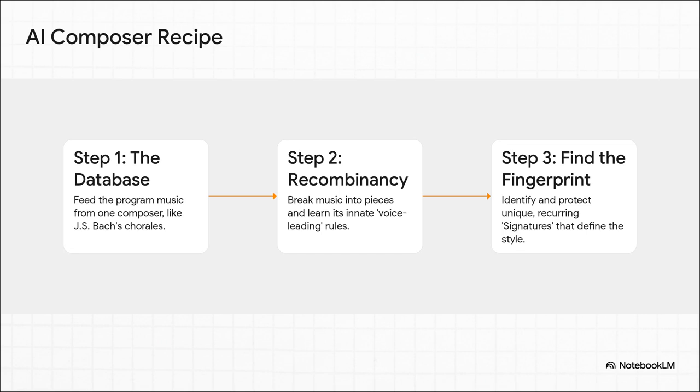Step 2, recombination. The program then chews on all that music, it breaks it down into tiny pieces, and starts to learn the composer's grammar, the rules of how the notes connect. And finally, Step 3. It finds the fingerprint. The computer looks for these unique, recurring patterns. He calls them signatures, and it learns that these are special and need to be protected.